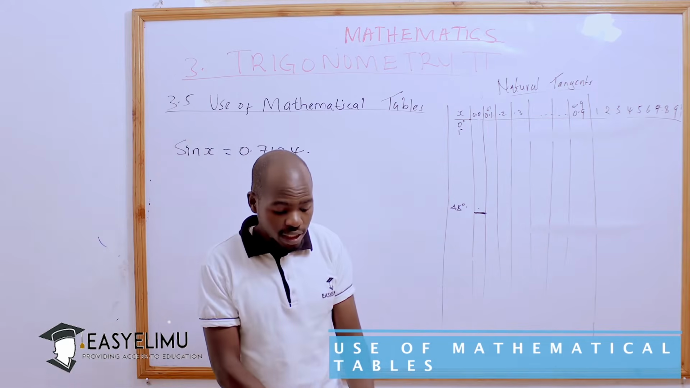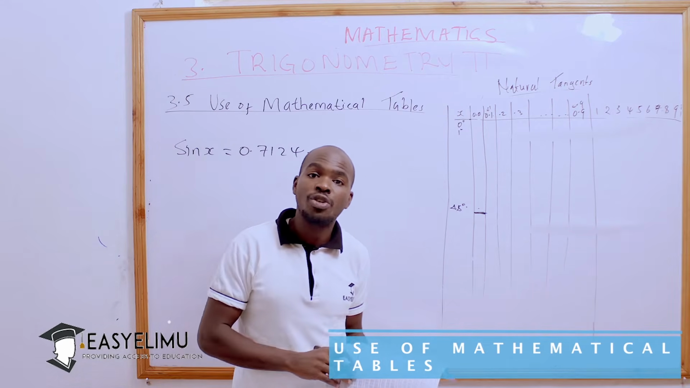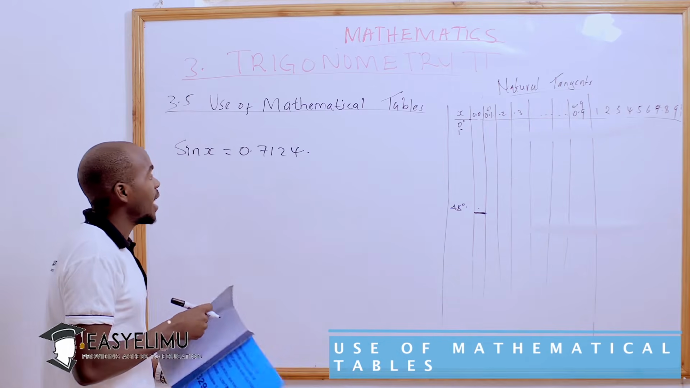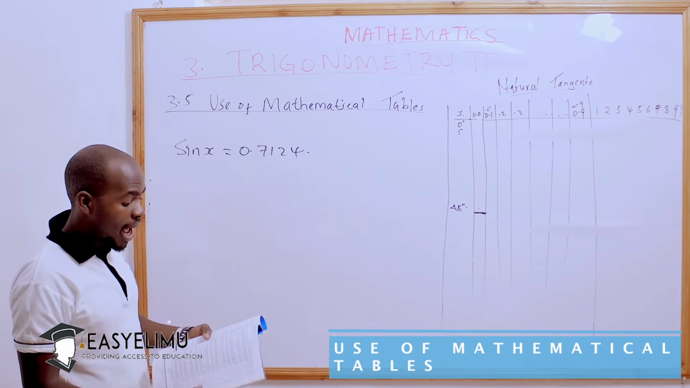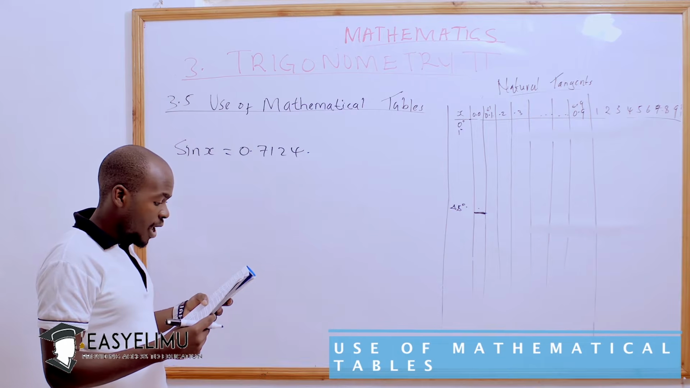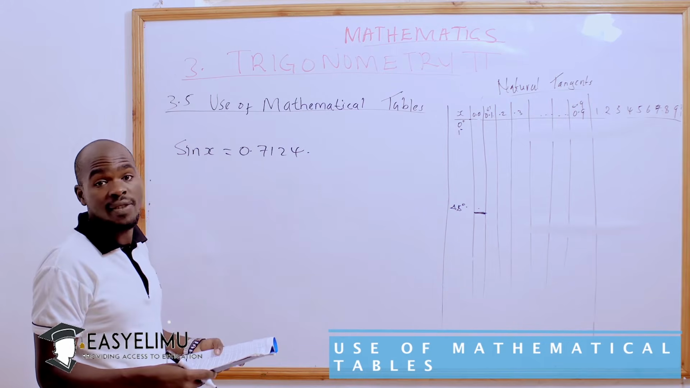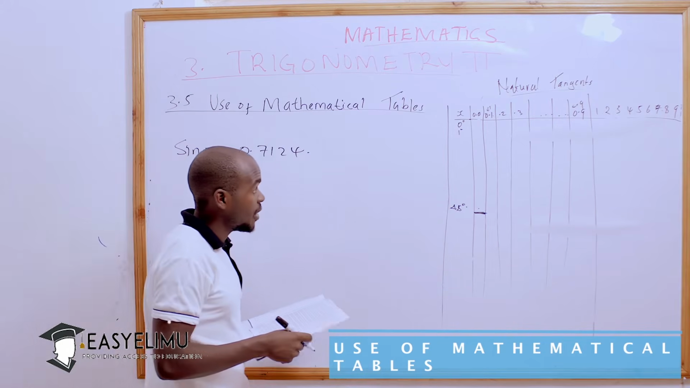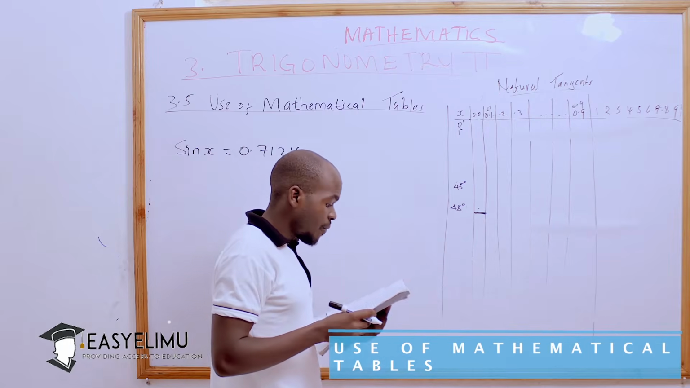You will go to the table of natural sines. After getting the table of natural sines, you shall now view where you find 0.7, 1, and so on. So using the table of natural sines, on viewing you will find that 0.71 lies within the column of 45 degrees. Within that column, if you have here 45 degrees, you will find 0.7.